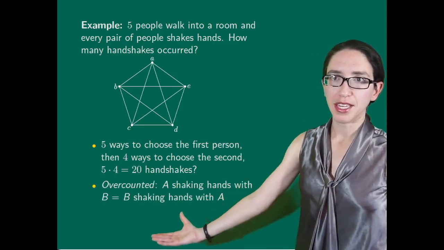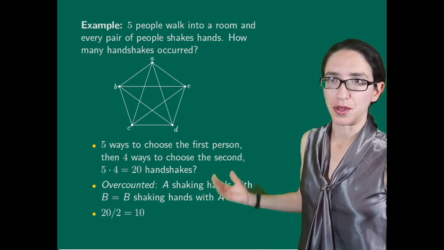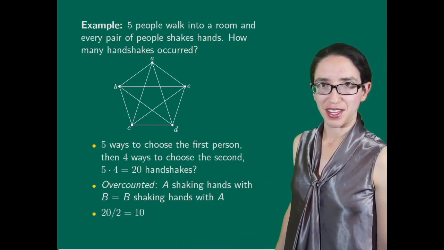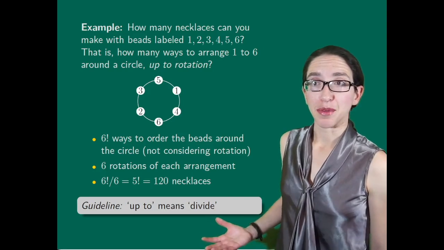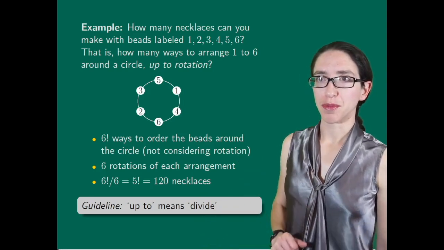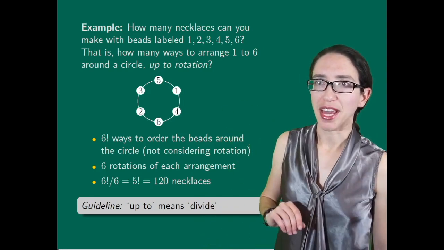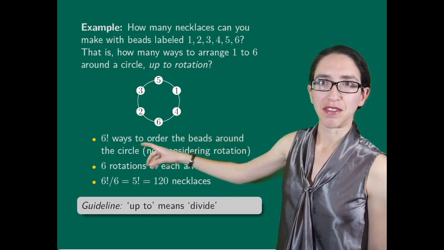A shaking hands with B is the same as B shaking hands with A, so again, we divide by 2 and we get 10. So here's another example that's not just dividing by 2, it's a little more complicated. How many necklaces can you make with beads labeled 1, 2, 3, 4, 5, and 6?